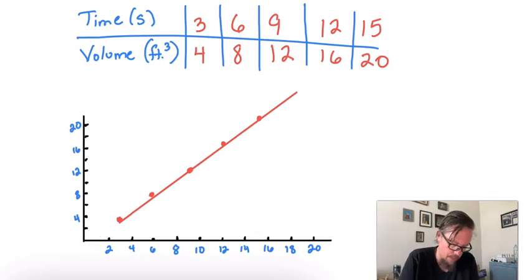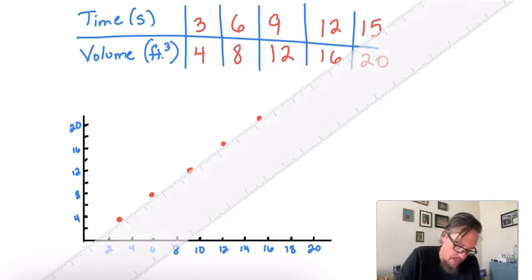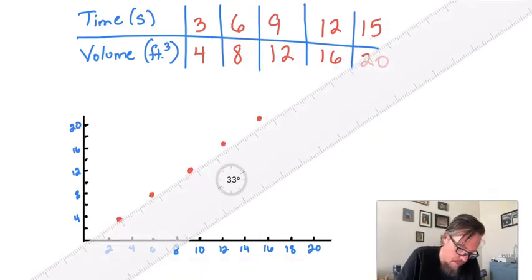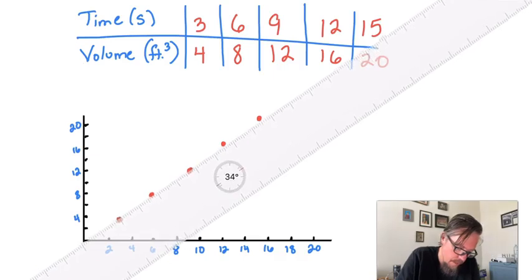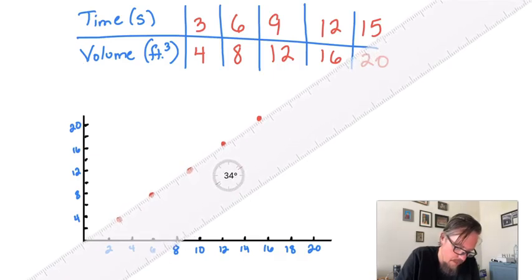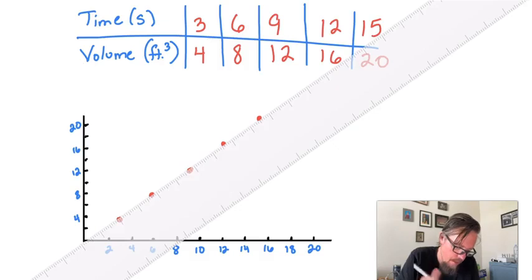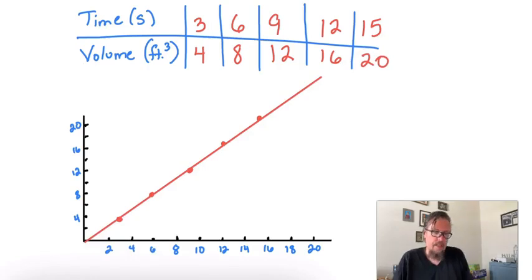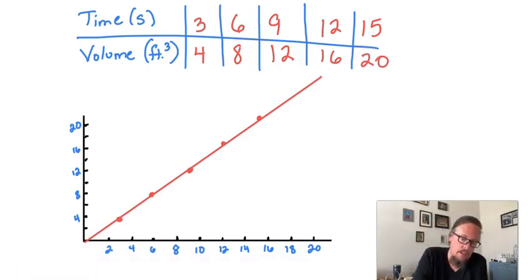You know what? I'm gonna try again, because it is supposed to go through (0, 0) if it's a proportional relationship. So let me try again here. I think we can do a little better. Let's try that. Is that better? There we go. That is not half bad for eyeballing it. That's pretty good. I'm proud of that one. I'm gonna print that out and put it on the fridge.